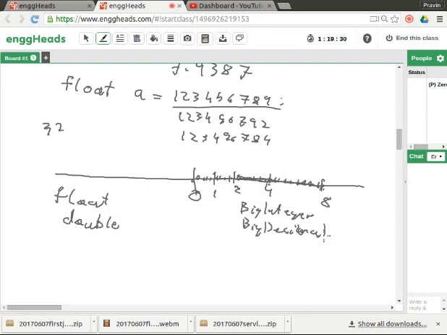So one thing, never use float. You may use double, sometimes, but don't use float. You understood that it is imprecise, and why it is imprecise, that we understand now.